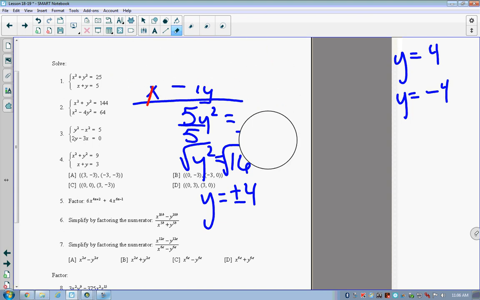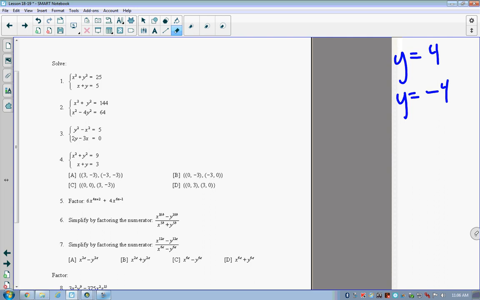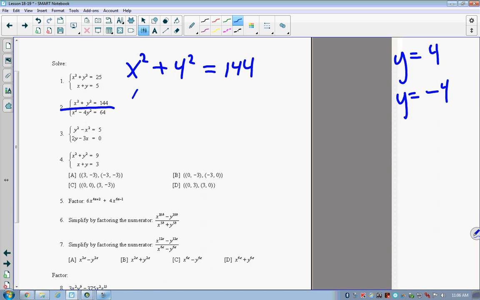I'm going to go ahead and erase here. Okay? So now I can substitute. Okay? We're going to start off. I'm going to use the equation of the circle because it's positive. So we've got x squared plus 4 squared, right? We'll use our positive equals 144. Okay, x squared plus 16 equals 144.